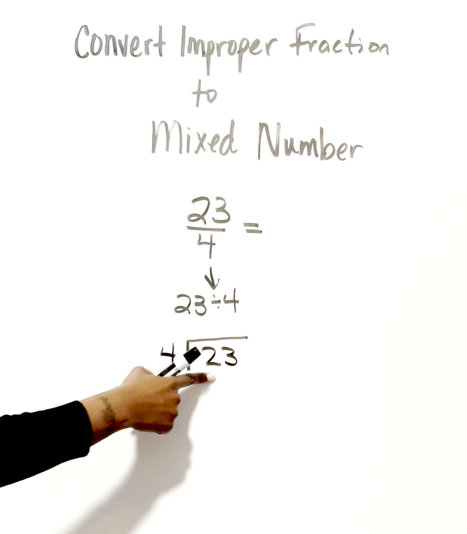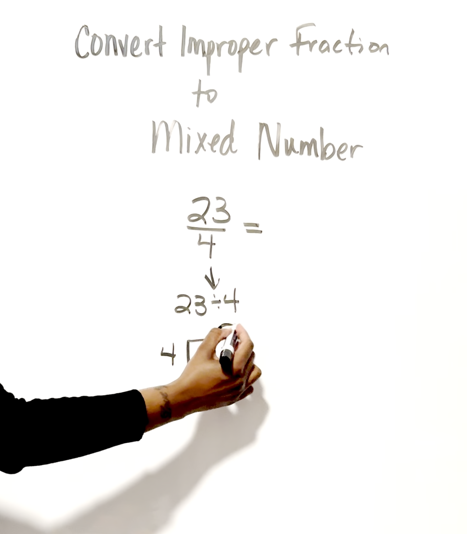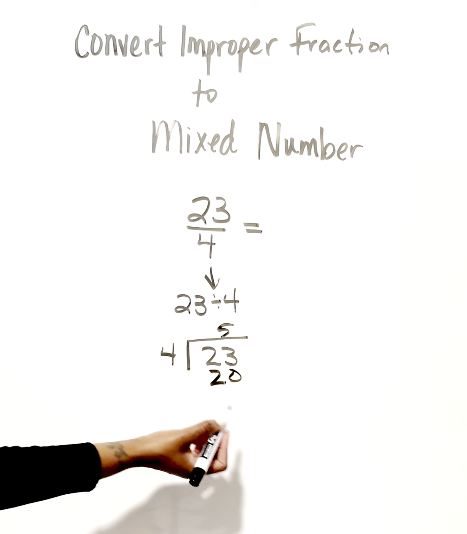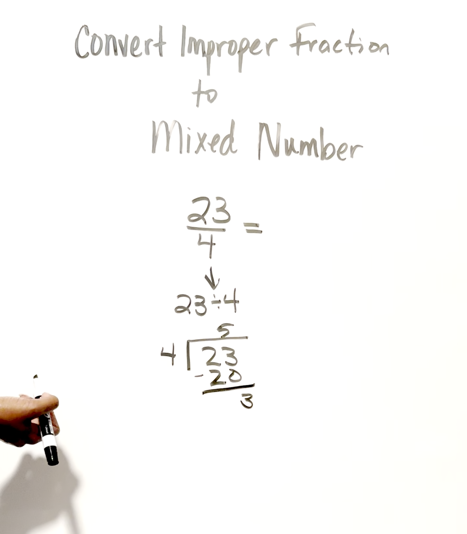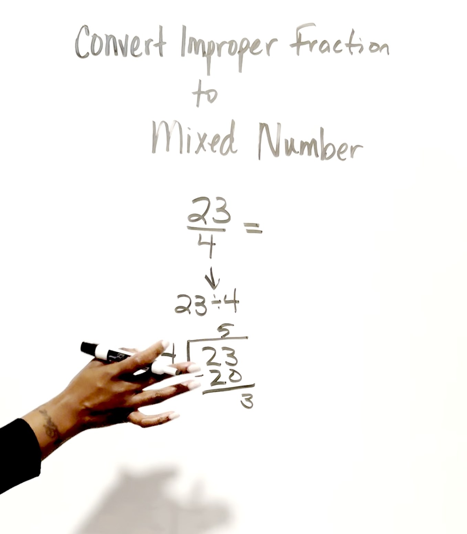All right, so I'm going to say 4 can't go into 2, but 4 can go into 23 5 times without going over. All right, 5 times 4 gives me 20. So I'm going to put that here. We're going to subtract, and that's going to leave me with 3, right? So these 3 values that we have are going to be the numbers that we use for our mixed number.